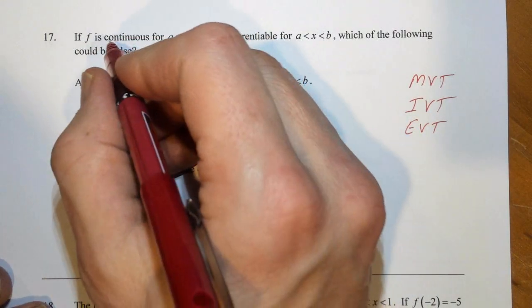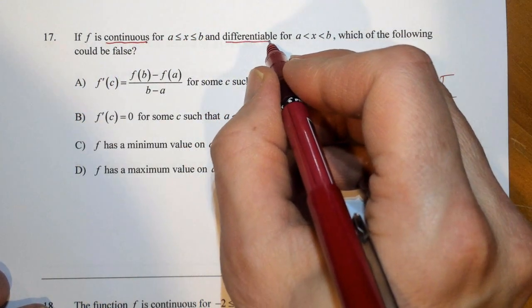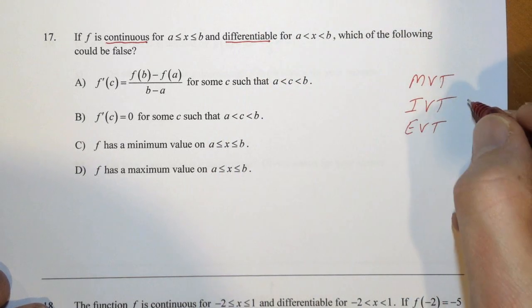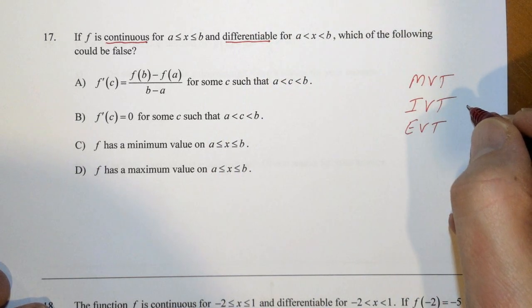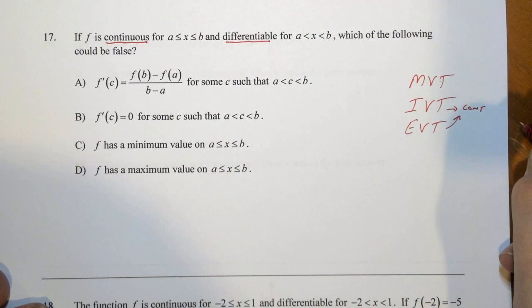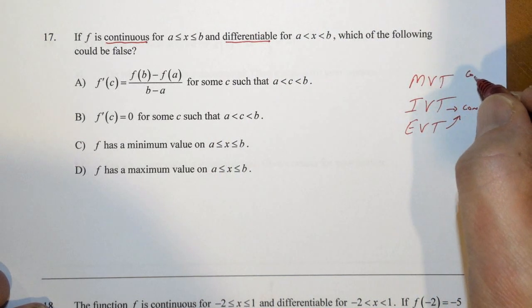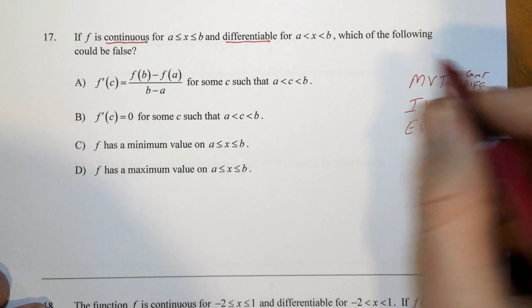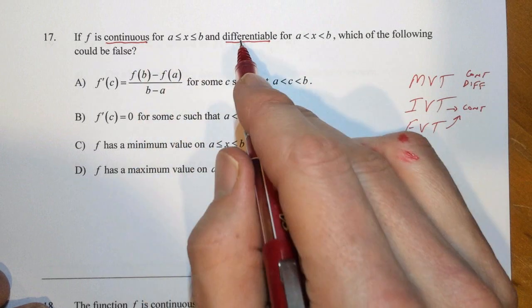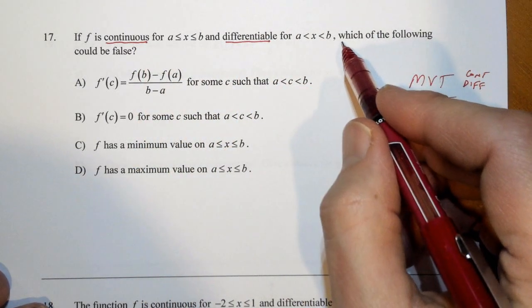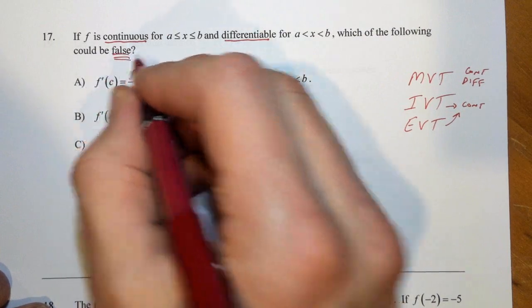So what are we told? F is continuous and differentiable. If you remember, in order for the IVT and the EVT to be eligible, we needed the function to be continuous. Mean value theorem required continuity on the closed interval and differentiability on the open interval, which we have. So that means all three theorems are in play. Which of the following could be false?